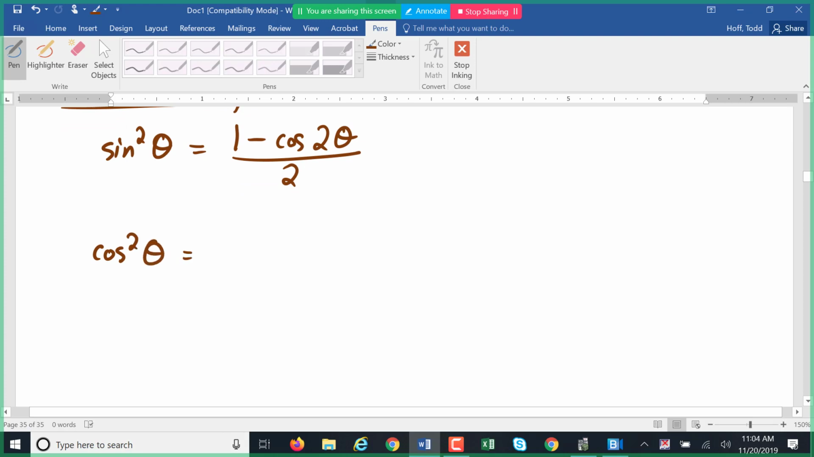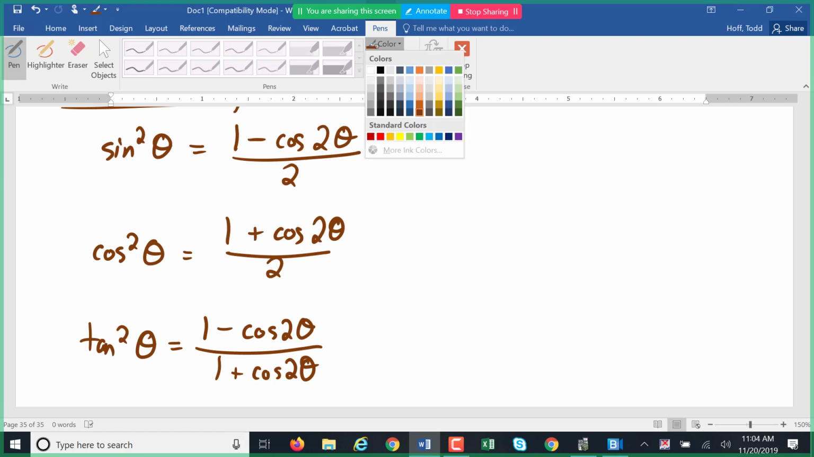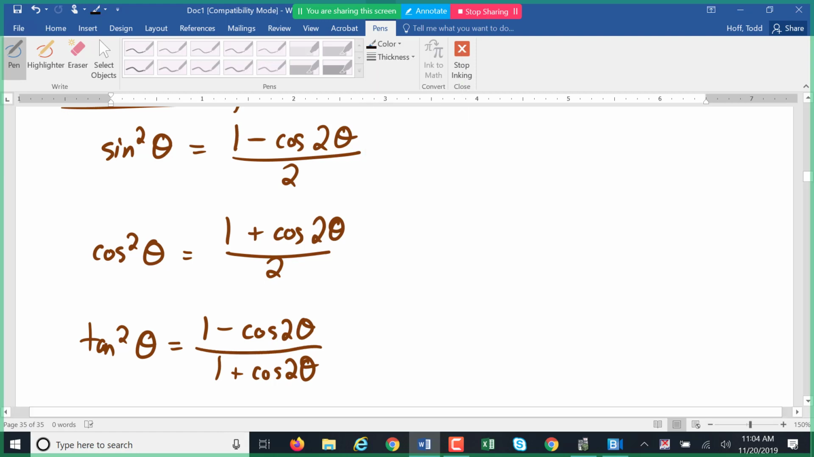Cosine squared of theta can be reduced as 1 plus the cosine of 2 theta over 2. Tangent squared of theta, well, remember it's just sine over cosine, so it's 1 minus cosine of 2 theta over 1 plus cosine of 2 theta. So I've spent about 15 minutes just identifying identities here and throwing formulas out at you. Let's actually apply a couple of them here.